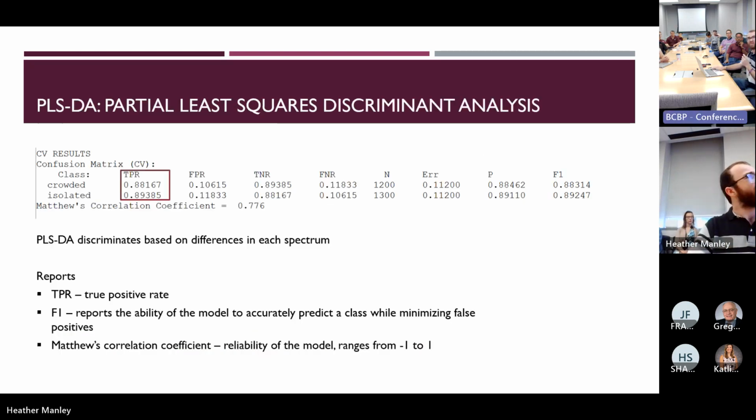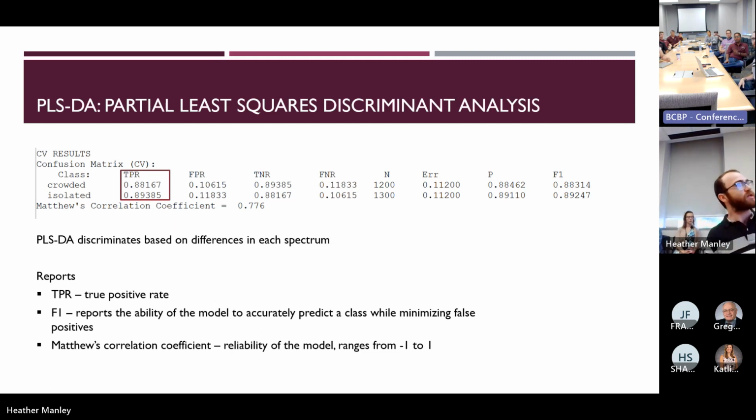So next, I wanted to talk about PLSDA. What PLSDA does is we input all of the spectra, and it discriminates the individual spectra based off of the differences in each spectrum. The total are looked at, and then for each individual one, it assigns it to the classes that you choose. In this case, crowded and isolated, there were only 2 used. And then it reports information on how accurately it is able to predict those spectra as what they are.